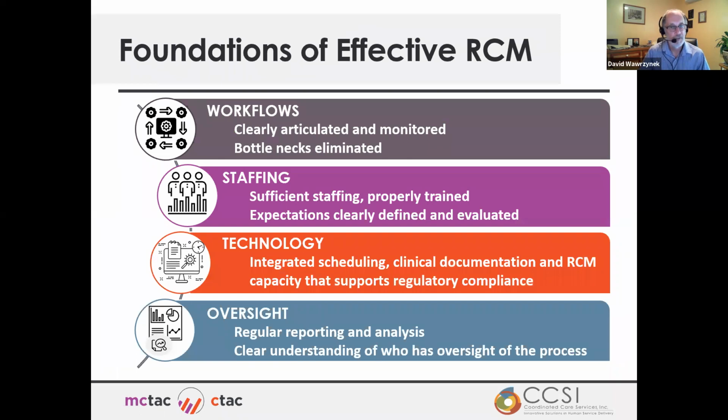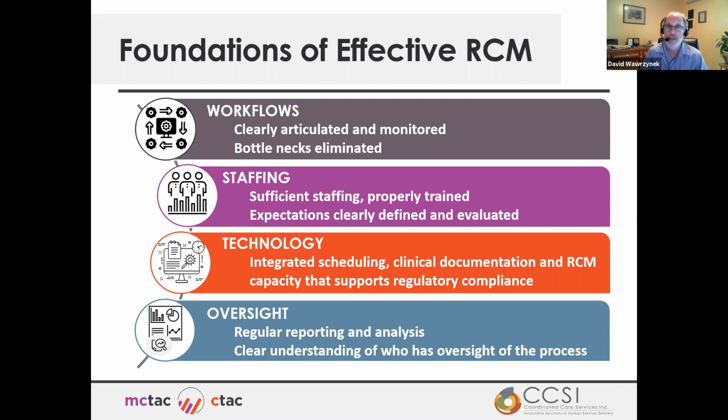I'm going to talk about foundations of effective revenue cycle management, but these are the foundations of all effective workflows. The first thing is clearly articulated and monitored workflows. People need to understand what they are. You have billing policies and procedures, financial policies and procedures, and clinical policies and procedures. In many cases, those policies and procedures define workflows. They need to be clear.